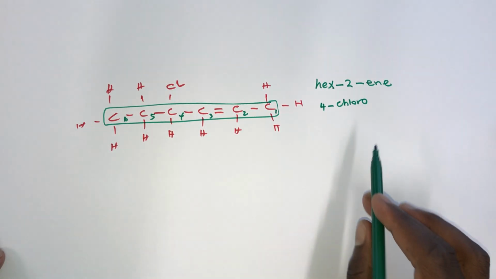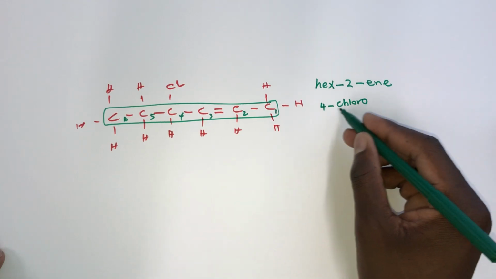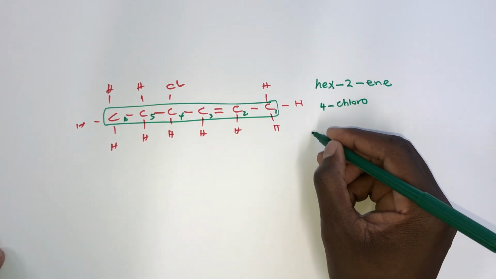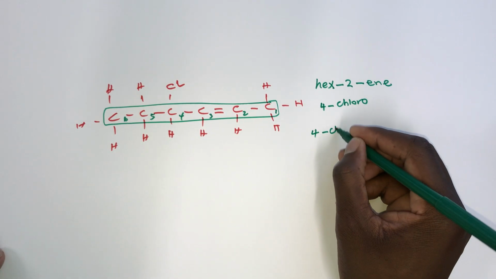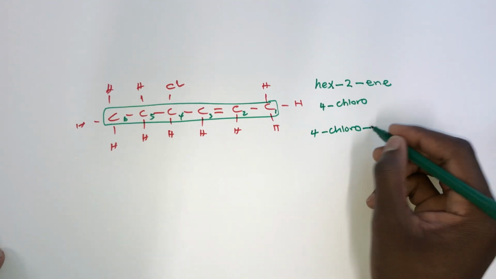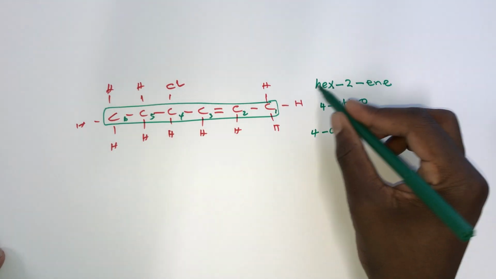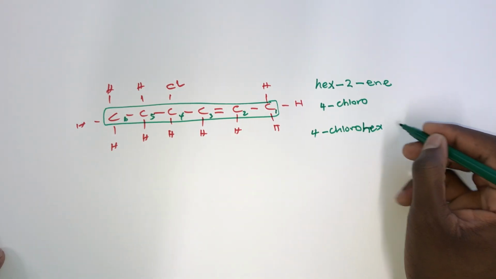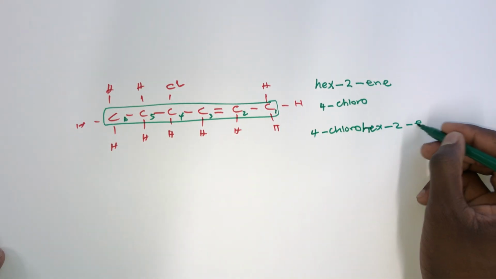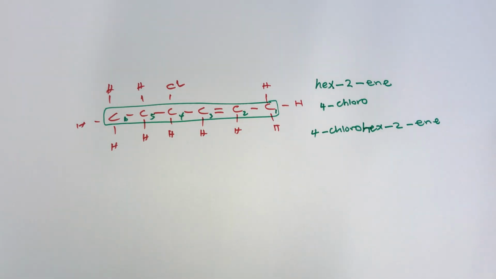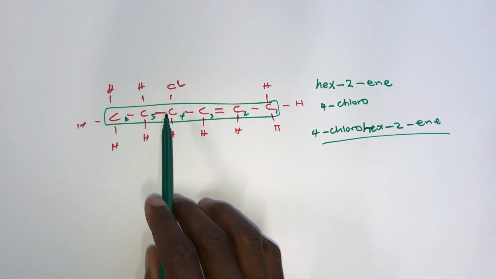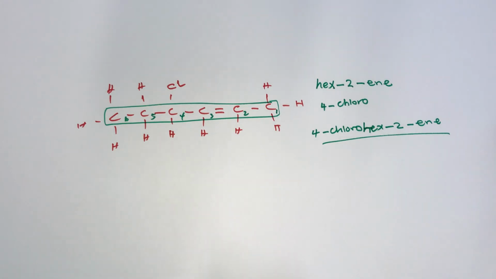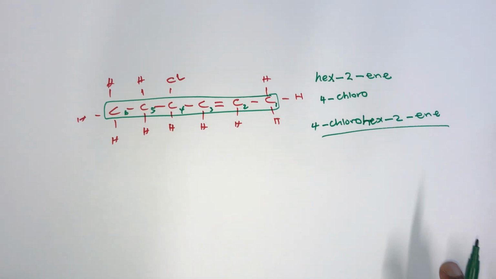Then now we must combine the name. So we start with this one as we're naming the branch. It's going to be 4-chloro, and now we have the parent structure, so it's going to be hex-2-ene. So now this is the IUPAC name of the structure. So let's say now we have a halogen and a branch and a double bond or a triple bond.